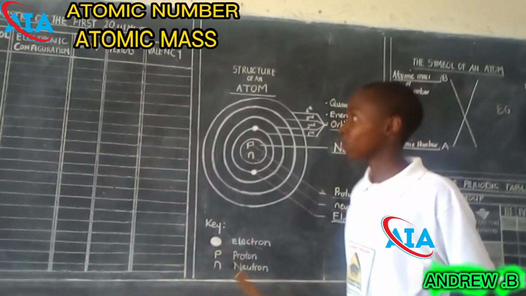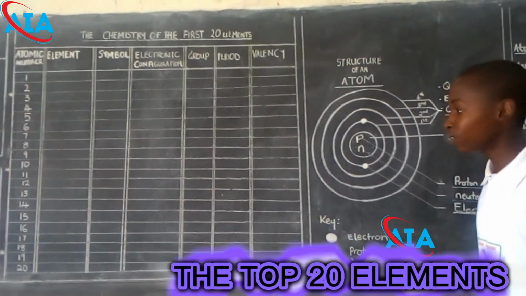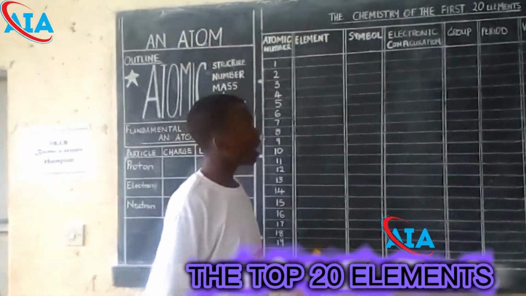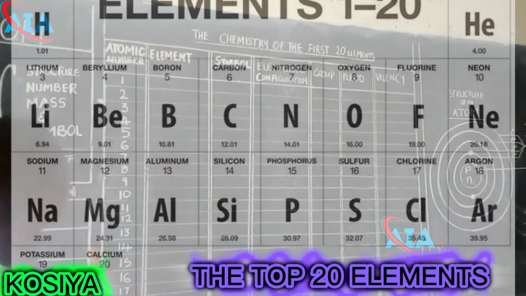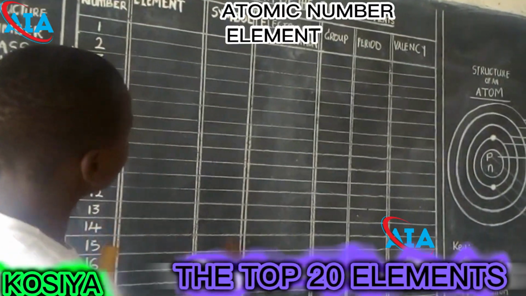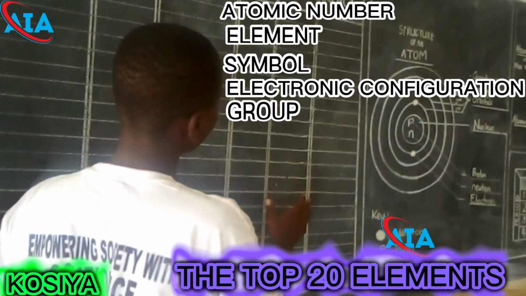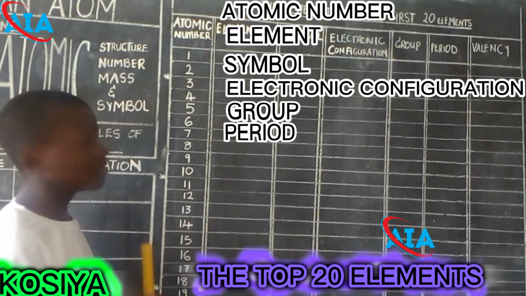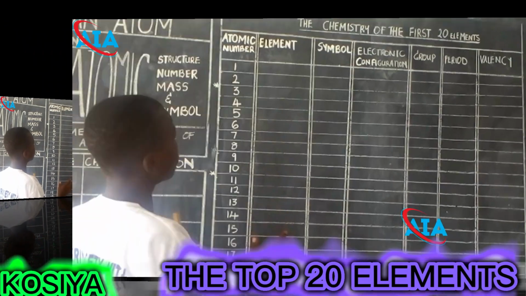It's now time to take you through the first 20 elements in chemistry. My friend Kosiya will take you through them. Thank you, my friend. So I'll take you through the chemistry of the first 20 elements. In this table, we have the atomic number, the name of the element, the symbol, electronic configuration, the group, period, and the valence. Which element is the first in the column?